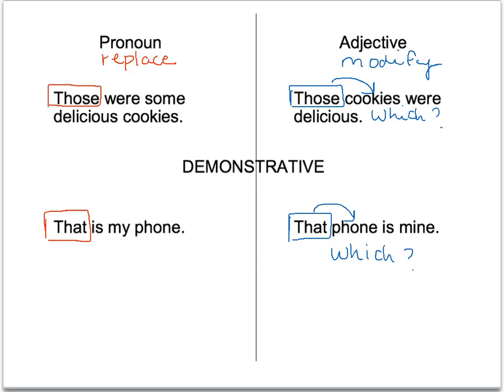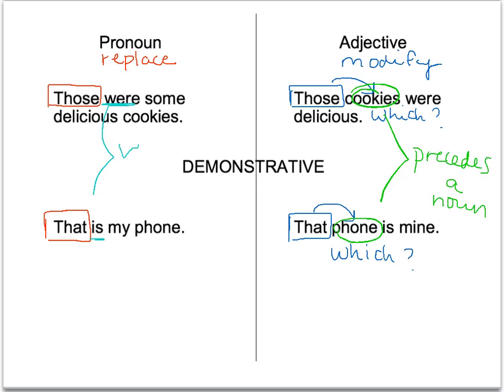So you can see here the main difference, and this is going to be true for all of them, is whether or not the word precedes a noun. If it precedes a noun, chances are it's an adjective. If it precedes a verb or a preposition, as we're going to see in a few moments, then it's going to be a pronoun.